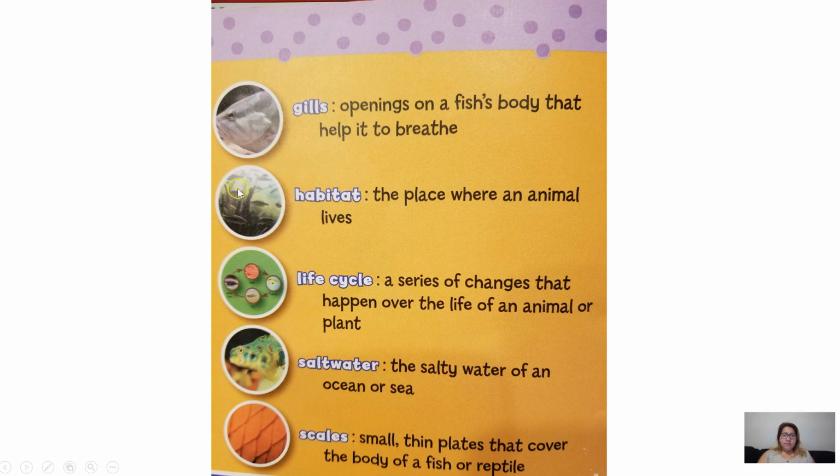We have lungs. Okay, habitat. The place where an animal lives. We talked about different habitats, underwater habitats, where we can find fish or where fish live. Okay, life cycle. A series of changes that happen over the life of an animal or plant. And salt water. The salty water of an ocean or sea. And then last but not least, we have scales. And scales are small, thin plates that cover the body of a fish or reptile.